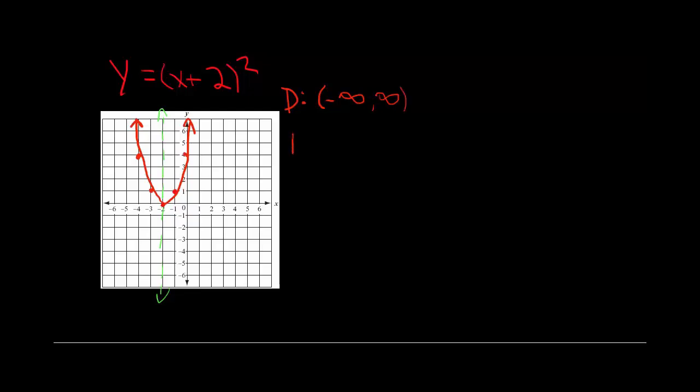But what about the range? Do we have a minimum value or a maximum value? It's opening up, so we have a minimum. So we start at 0 in our y values. Notice our lowest y value is right there, which is at 0, and it will go up forever. So our range is from 0 to infinity.